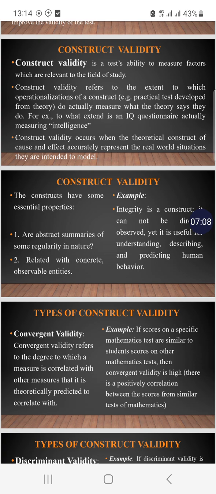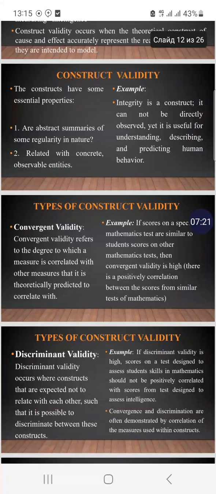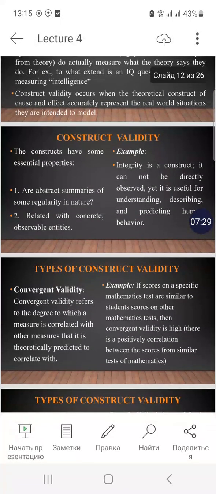Construct validity. The construct has some essential properties. First, they are abstract summaries of some regularity in nature. Second, they are related with concrete observable entities. For example, integrity is a construct that cannot be directly observed, yet it is useful for understanding, describing, and predicting human behaviors. Types of construct validity. Convergent validity refers to the degree to which a measure is correlated with other measures that it is theoretically predicted to correlate with.